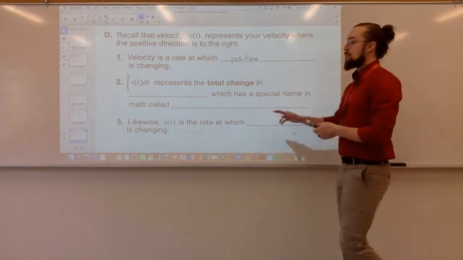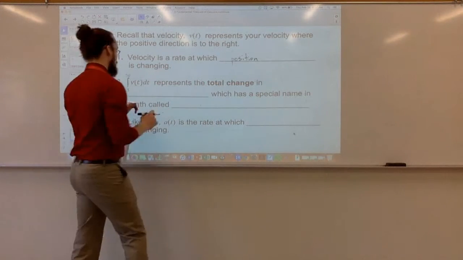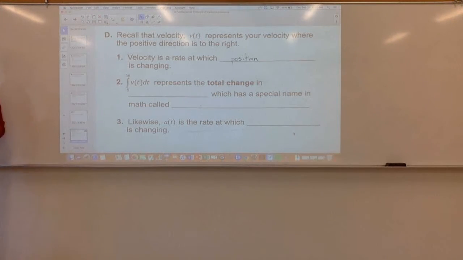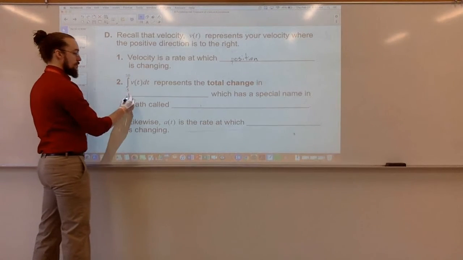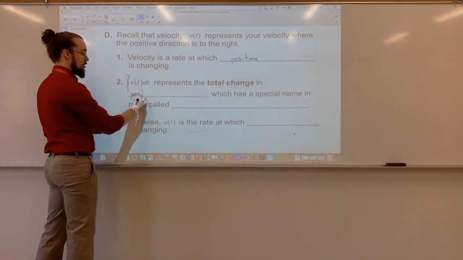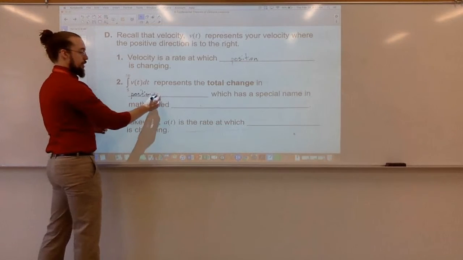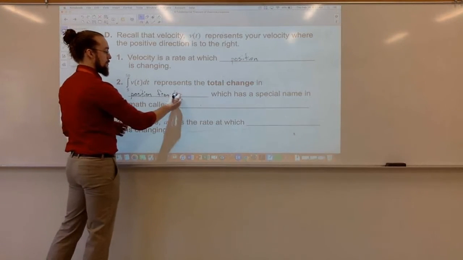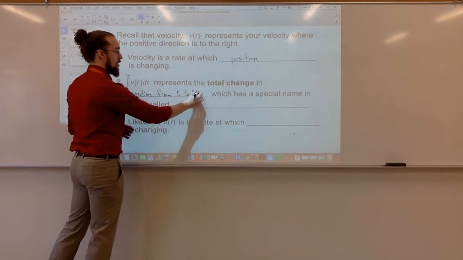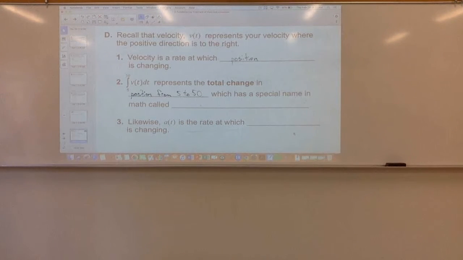So if I take some velocity curve and I integrate it from 5 to 50, that would be the total change in position from 5 to 50, right? Whatever those units are. Could be minutes, could be hours, could be days. Total change in position from 5 to 50.